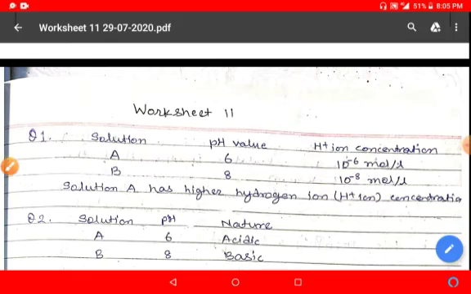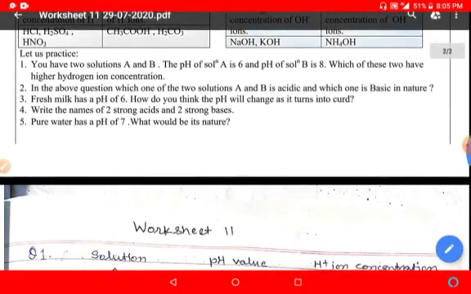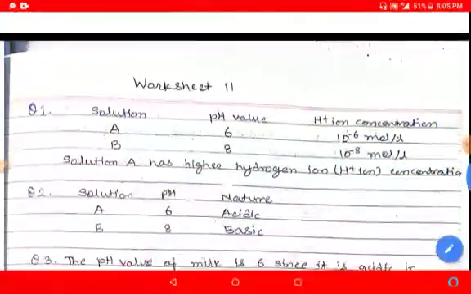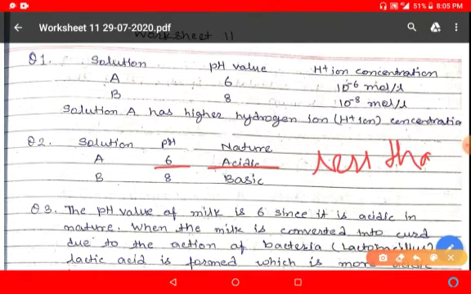And the second question: in the above question, which of the two solutions A and B is acidic and which one is basic? The pH of A is 6, so it is acidic because it is less than 7, whereas solution B has pH value 8 and is basic because it is greater than 7.